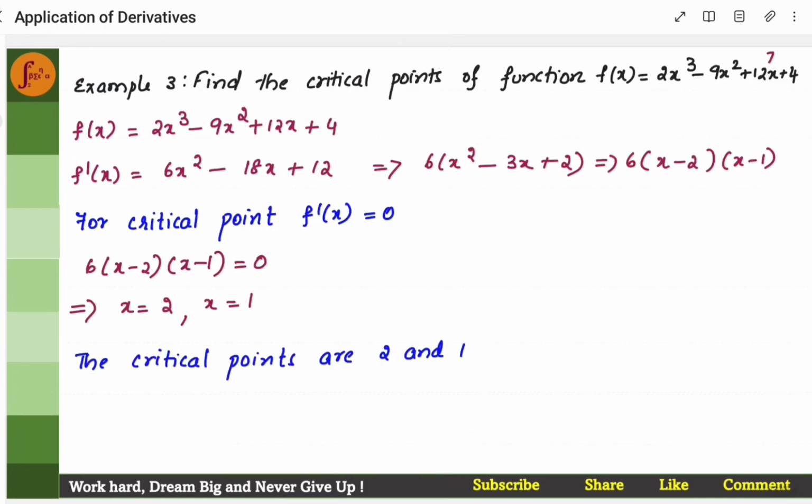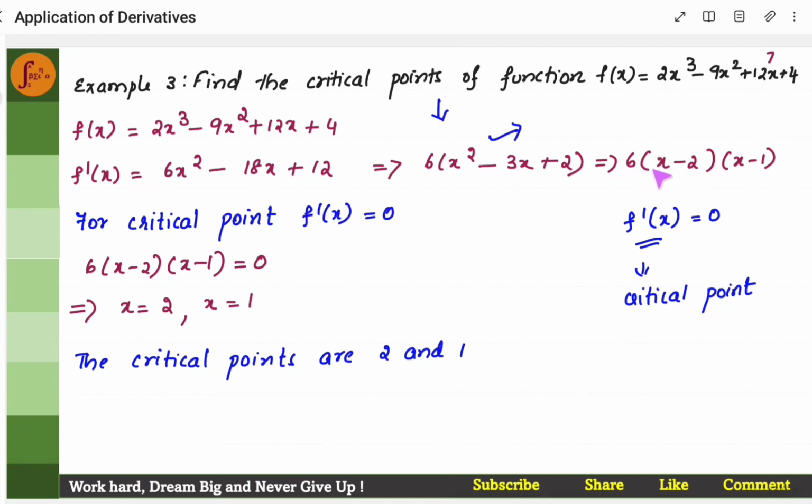Let's take another example. Find the critical points of the function here. So what is the condition for a critical point? f dash of x should be 0. If f dash of x is 0, we'll get the critical point, right? This is the condition. So what we'll do, we'll first find the derivative. We get this derivative. You have to find the roots, the values of x. So you get x minus 2 and x minus 1.